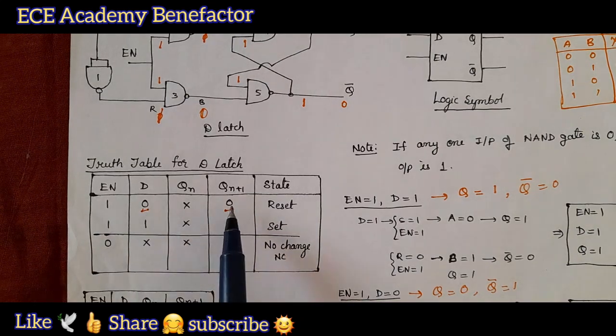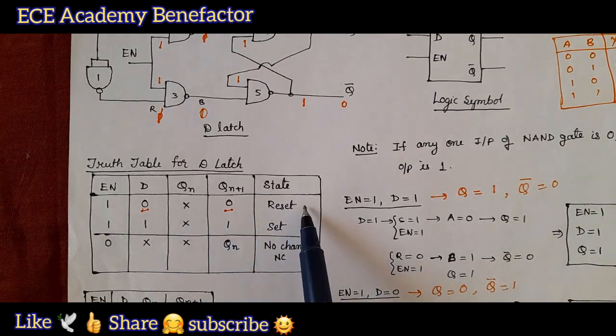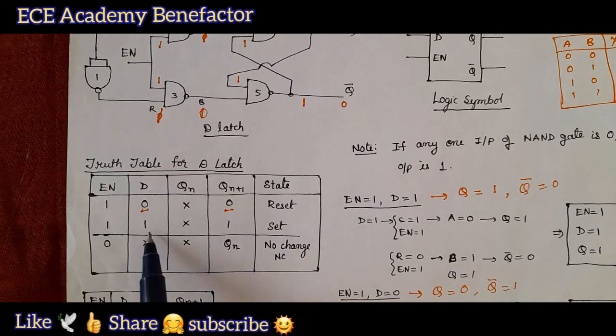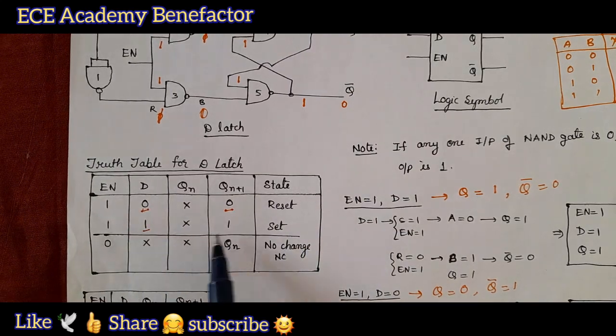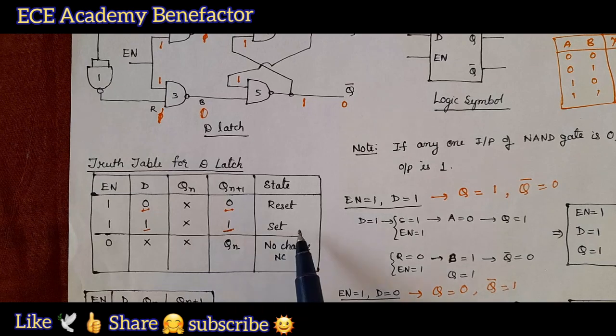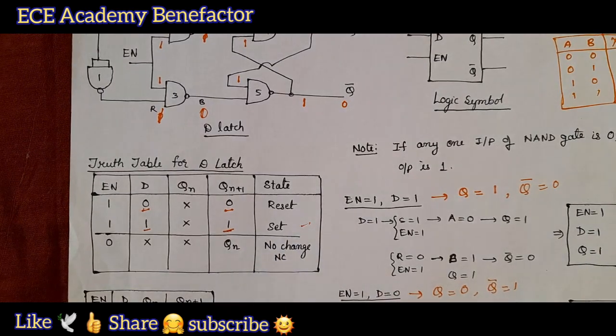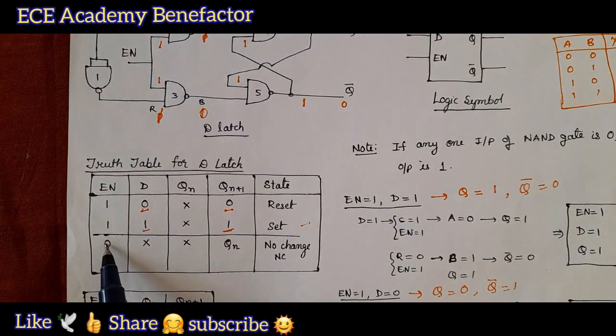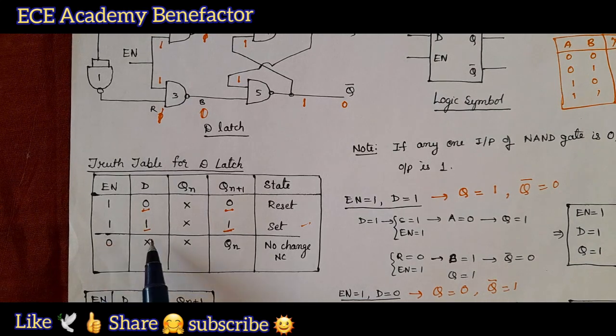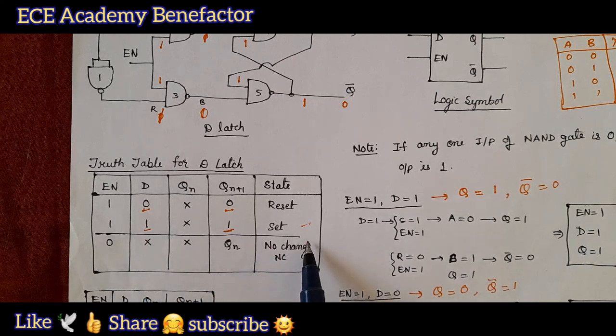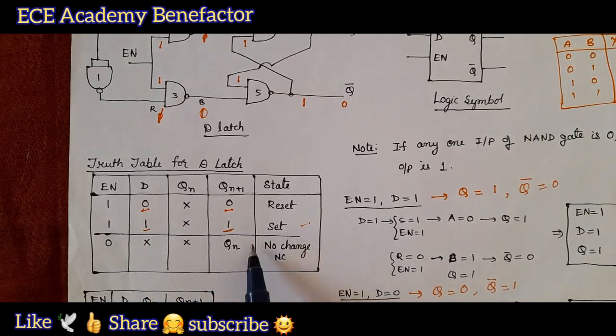So, for 0 it is leading to 0, so we can call it the reset state, and when D is 1, the output is going to be 1, which is known as the set state. Now, we made this enable input 0, that is a switch, this latch is off. So, whatever input we give at D, it is not going to work. So, we will say that it will be in the no change state.